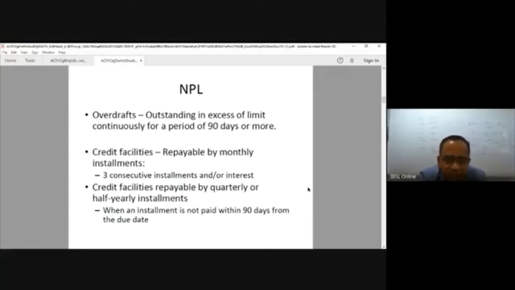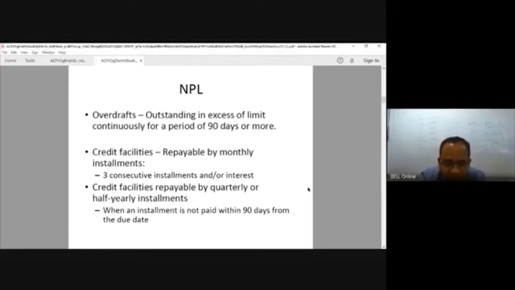For credit facilities with monthly installments, if 3 consecutive installments are not paid, with the third installment that becomes a non-performing advance. If it is a quarterly or half-yearly repayment, you take the due date and from that point calculate the days. If it is past 90 days from the due date, then it becomes a non-performing advance.